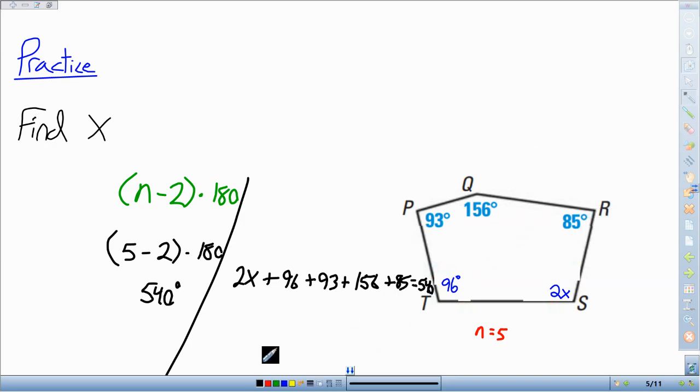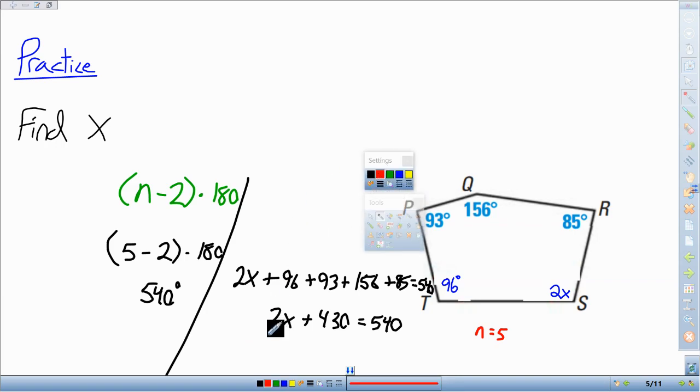Okay, so now just like the other one, I'm going to simplify a little bit. Remember, this 2x, I can't add it with any of these other terms. They're not like terms. It's just going to stay 2x. But I can add these numbers on the left side of the equation. 96 plus 93 plus 156 plus 85 equals 430. Okay, and that equals 540.